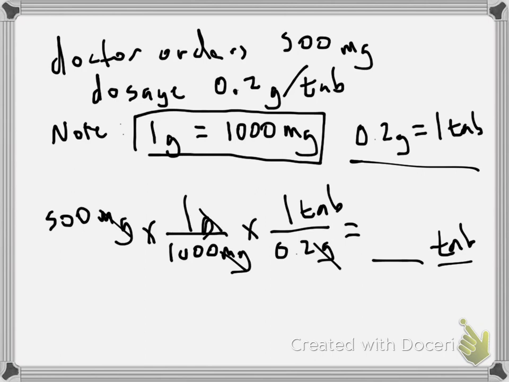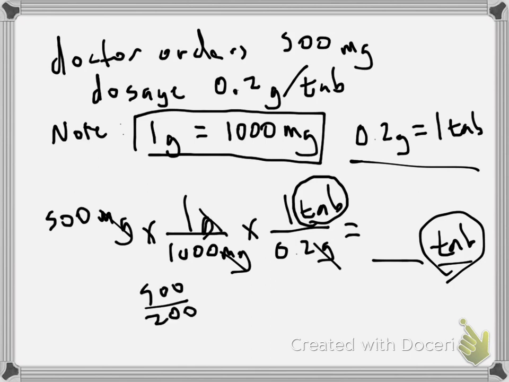Okay, and now you'll notice my units are tablets. I wanted tablets, so I'm done. I've finished my dimensional analysis process. Now it's just a matter of simplifying it down a little bit, okay? And so multiplying this out, 1,000 times 0.2 across the bottom will be 200. So 500 over 200, you can either reduce it, like all those zeros will cancel. 5 divided by 2 is going to give me 2.5 tablets there.